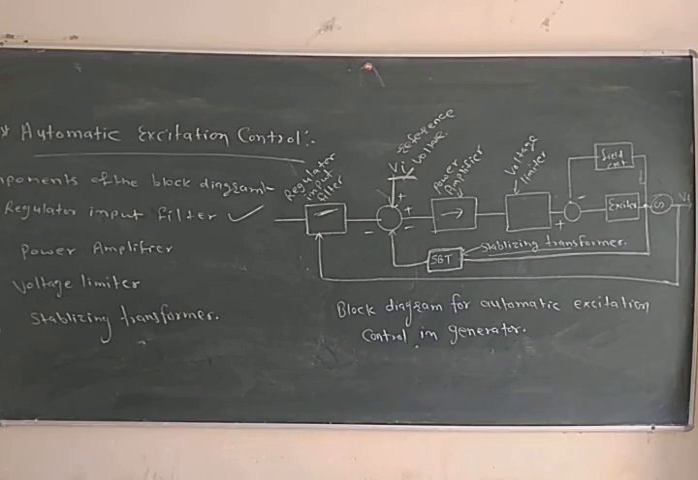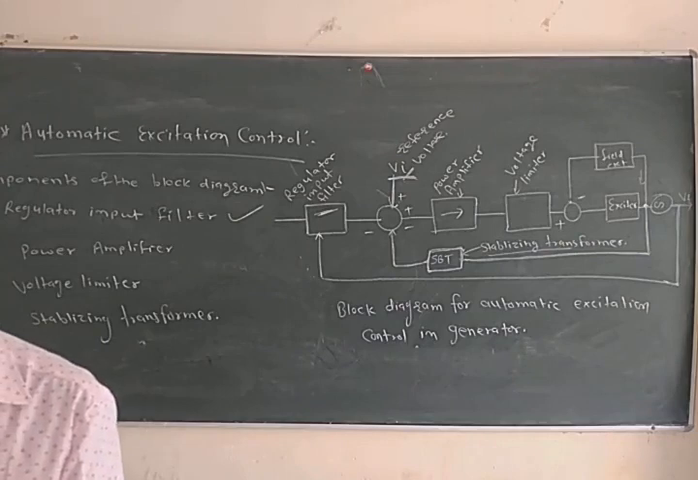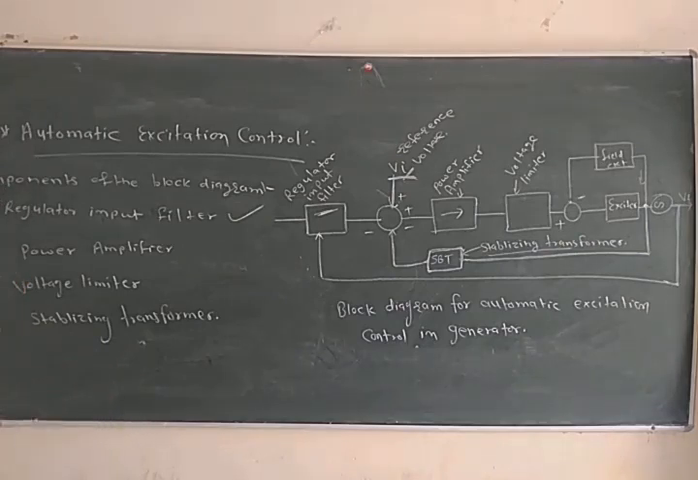And stabilizing transformer: to improve the overall response, for example, a stabilizing loop is added to the control circuit. So the stabilizing transformer feeds back a fraction of the derivative. To complete the control circuit, the transfer function of the alternator has to be added to the block. So this is the working of each component during the automatic excitation control system.